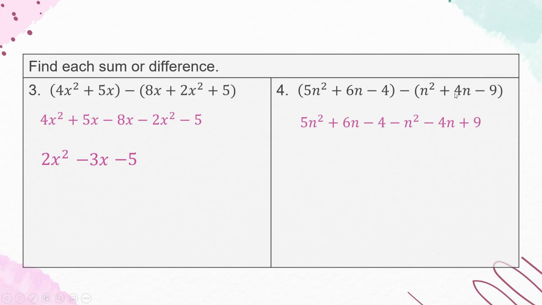Okay, distribute the minus sign here. So minus means add the opposite. So everything inside the parentheses became the opposite sign, and now we combine like terms. 5n squared minus 1n squared gives us 4n squared. 6n plus negative 4n gives us 2n, and negative 4 plus 9 gives us 5.